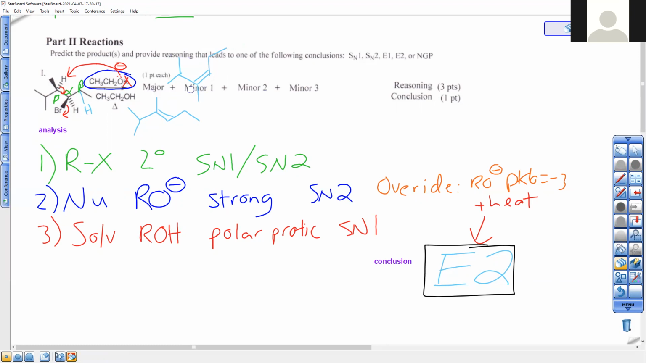Now to get 2 more products, we consider the other H. I'm not going to show the mechanism for that one, but that would give this double bond here. Double bond there. And this stereocenter wouldn't change because you didn't grab that H. And you got that. And the minor version of the same thing, it's a methyl, it's an H, and we got this and that.